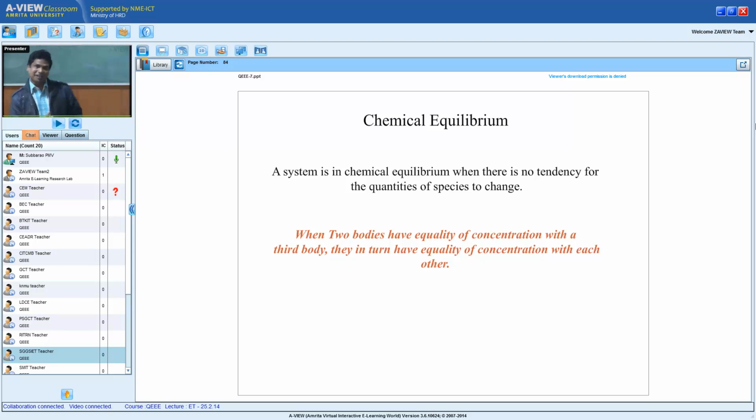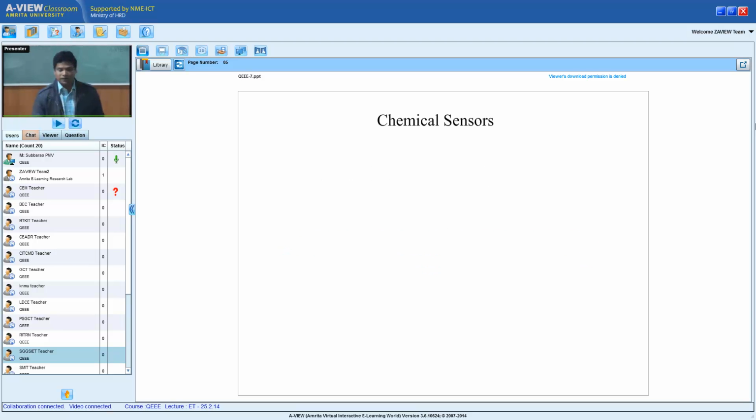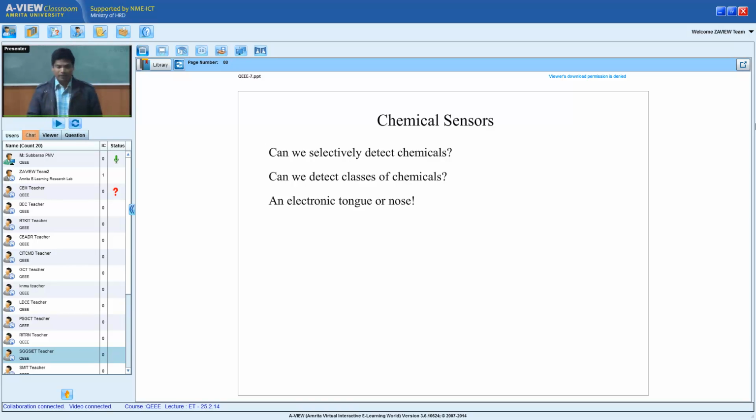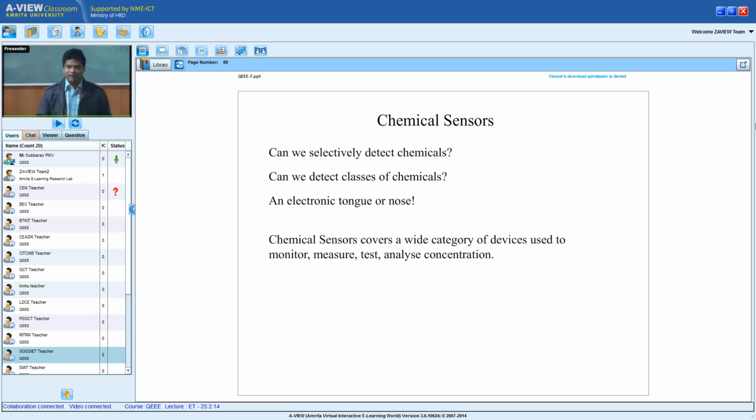The zeroth law talks about thermal equilibrium but gives ideas for more and more products and engineering services. So thermodynamics talks about more equilibriums, not only thermal equilibrium. That's how chemical sensors are made. Can we selectively detect a chemical? Can we detect classes of chemicals? Within the chemicals there is a class and a subclass. We are developing an electronic tongue or nose which will go into equilibrium. A thermometer is an electronic thermal device that senses by touching. A tongue or a nose will taste it and come up with the result. So chemical sensing covers a wide category of devices.